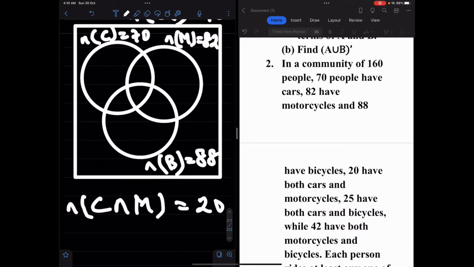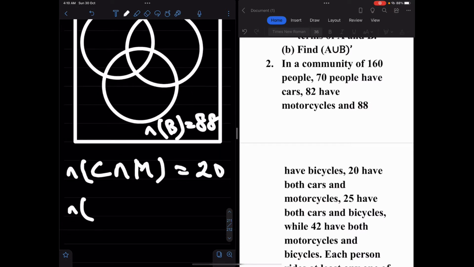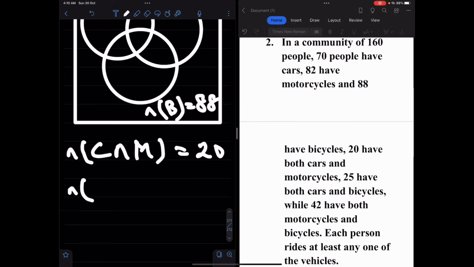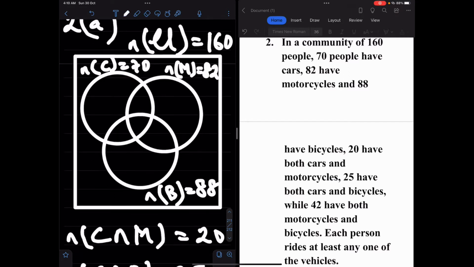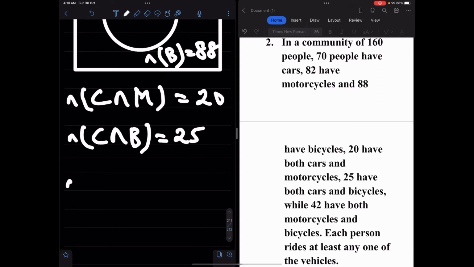Now 25 have both cars and bicycles. C intersection B, the number of elements in the set C intersection B is 25. That's the whole of this, cars and bicycles here, which is a combination of cars and bicycles only and cars, motorcycles, and bicycles.